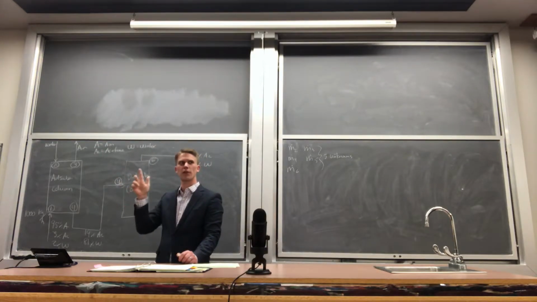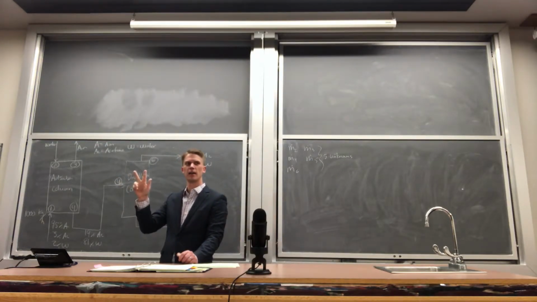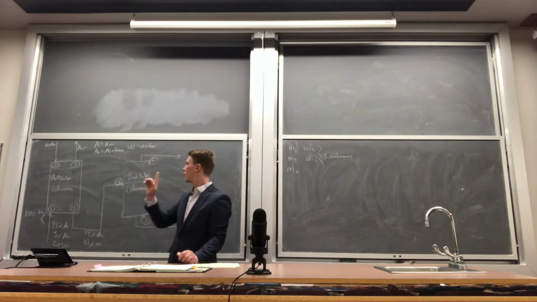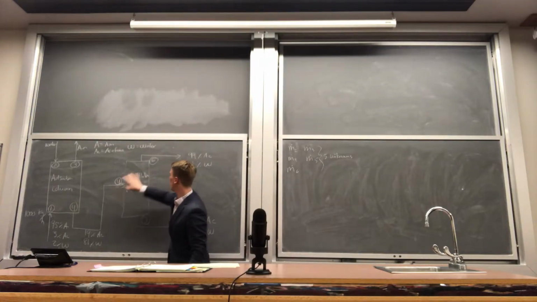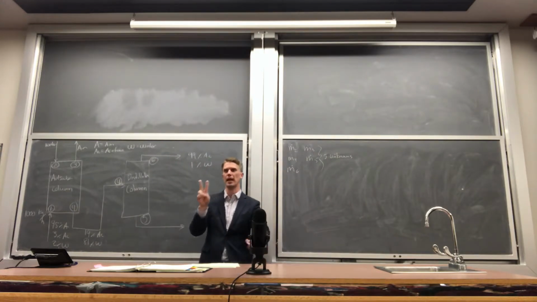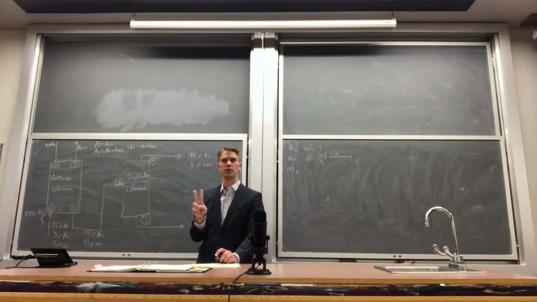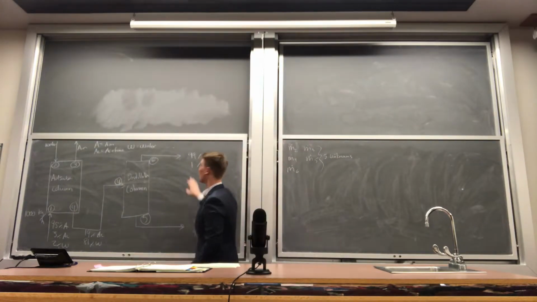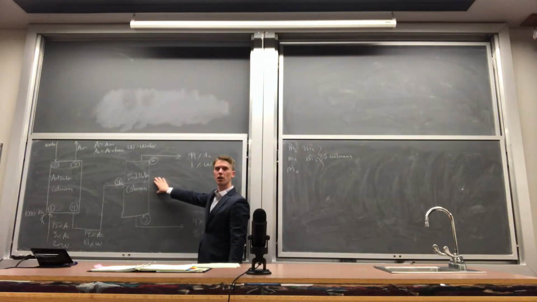But we started off with the total balance, right? So we have 3 unknowns, the 4, 5, and 6 flow rates, but we only have 2 independent balances, right? The acetone balance or the water balance. So unfortunately, we cannot solve the distillation column yet. Now let's try another one.